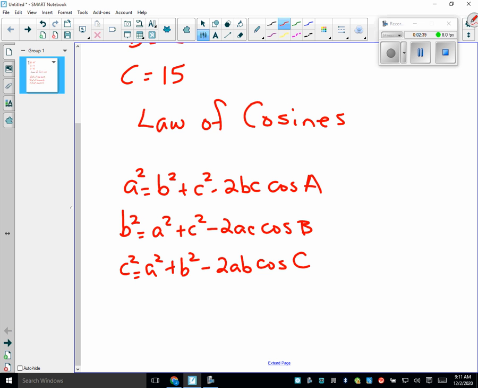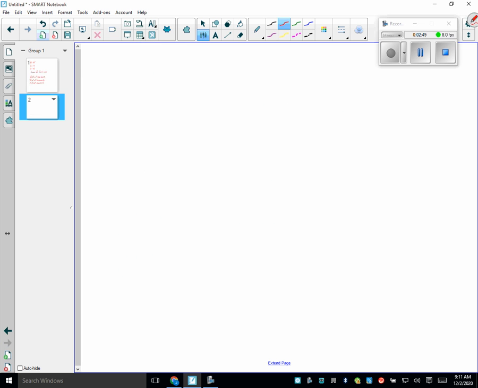Can we use this to solve a triangle? Is that all right with you? Okay. So, here's our triangle. We'll do kind of an easy one first. Directions say solve the triangle. We know side A is 14. Angle B is 67 degrees. And side C is 30.